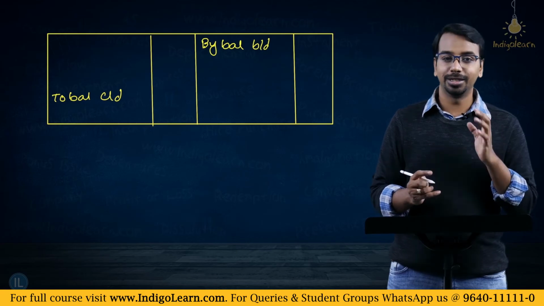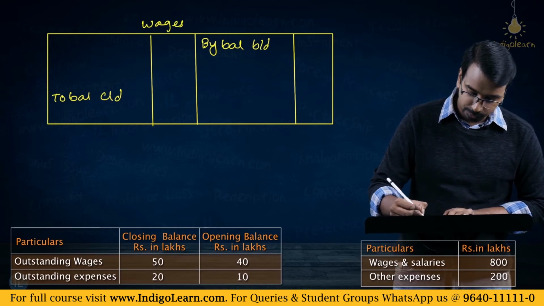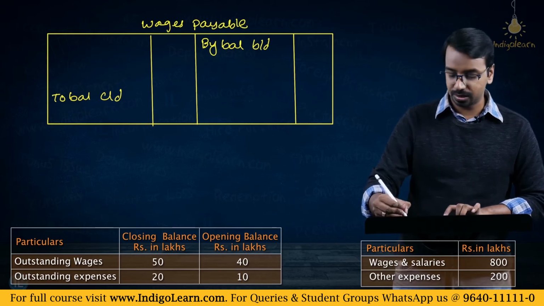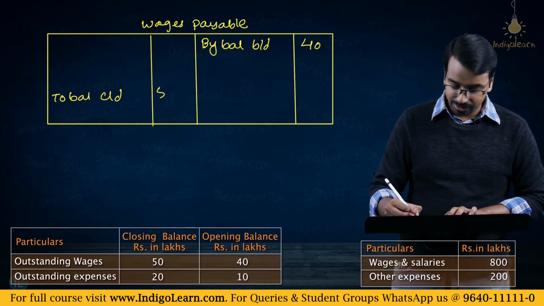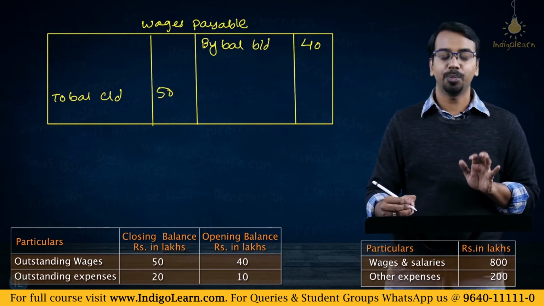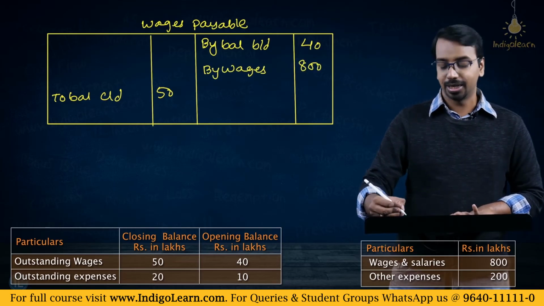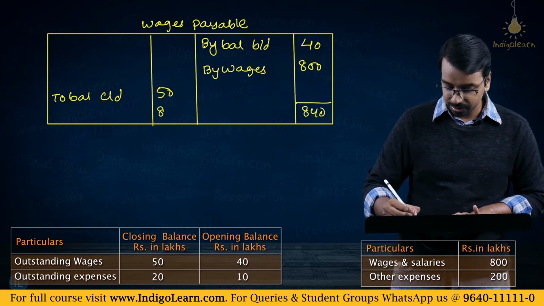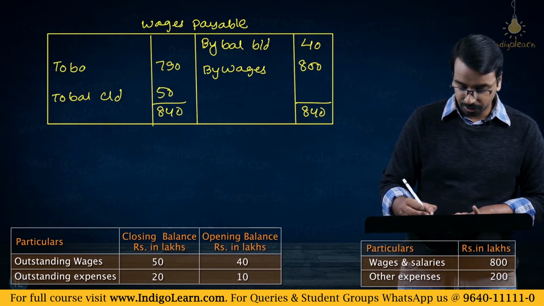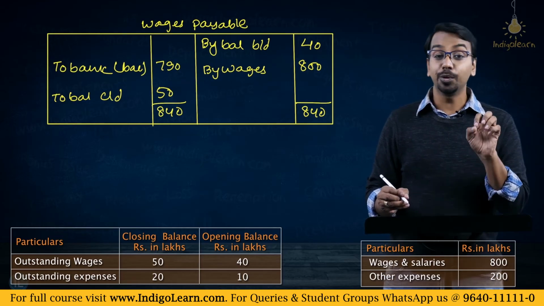Let's do it with the help of a ledger account. So first let's see wages payable. What is the opening balance? The opening balance of wages payable is 40. So this is on the credit side. Closing balance is 50. How much has been debited to P&L? We have debited 800 to the P&L, so wages for the current period is 800. 800 plus 40, 840. This side also it will be 840. 840 minus 50, 790. This is what we have paid. So to bank, balancing figure 790 is the wage that has been paid.